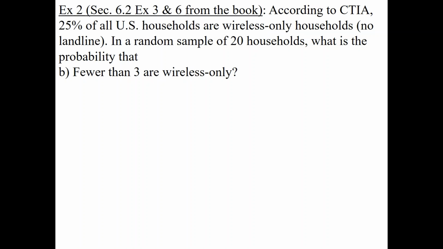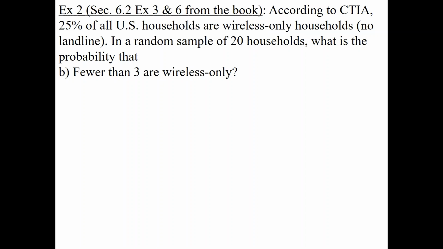Okay, so now it says, once again, we're selecting 20 households. What's the probability that fewer than 3 are wireless only? So that's another thing we've got to work on. What does fewer than 3 mean? It means less than 3. So how many wireless households can it be if it's fewer than 3? Well, it could be 2, or it could be 1, or it can be 0. Please don't forget about 0.